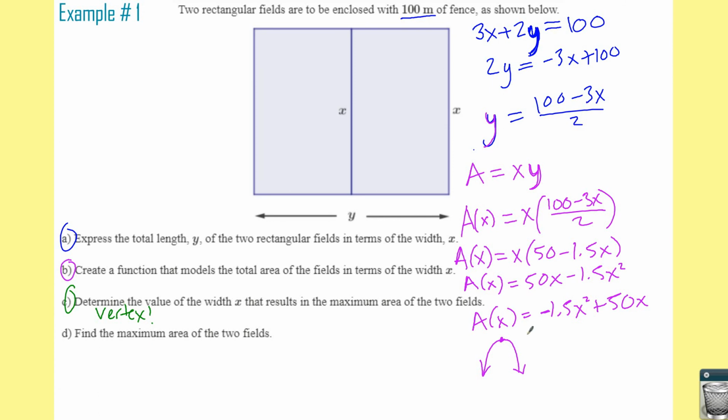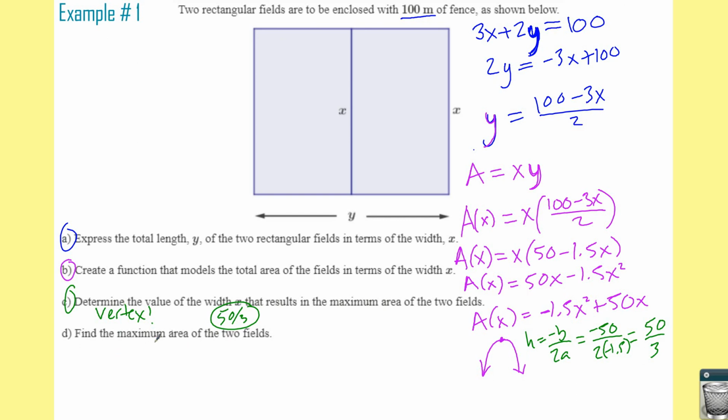So you do h is going to be negative b over 2a. Got to have that one memorized. So negative 50 over 2 times negative 1.5. All right, so when you work that out, you end up with, let's see, 50 over 3. So that's the value of x that results in the maximum value.